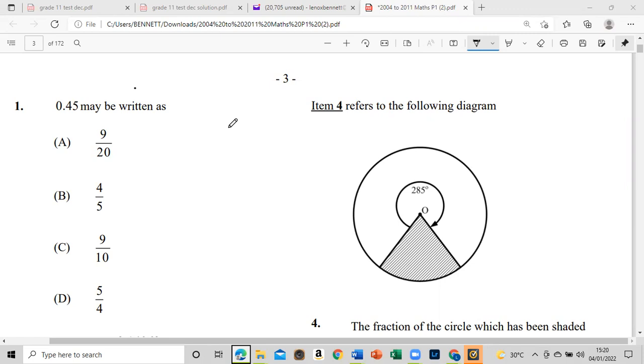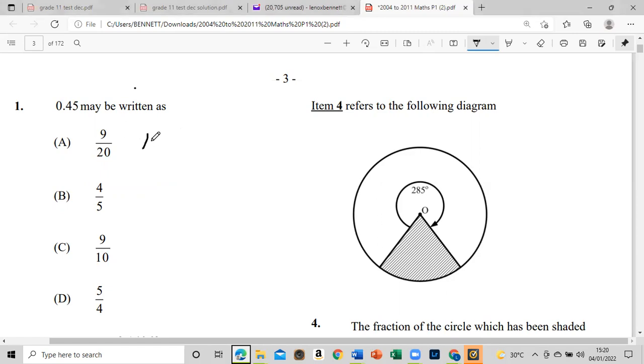Me, I do my job, which is to provide you guys with the solutions, well explained, and all that, right? So number one says 0.45 may be written as 9 over 20, 4 over 5, or 9 over 10. They always give you a nice easy one to start.